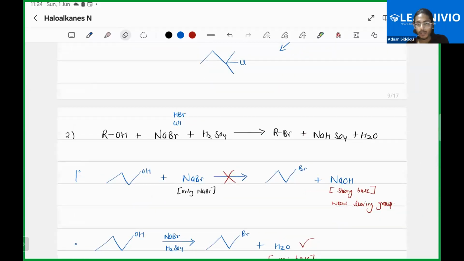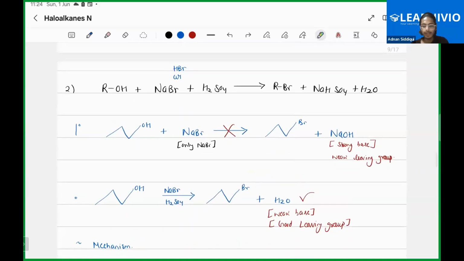First, we prepared haloalkane with the help of alcohol, and the reagents were HCl and ZnCl2. Now we are doing what? Our starting reagent is the same. This is our substrate. The thing which is getting attacked is the substrate. The thing which is attacking is the attacking reagent, right?